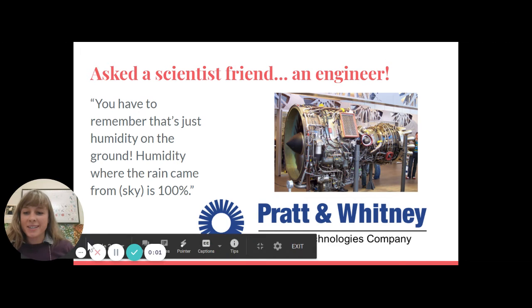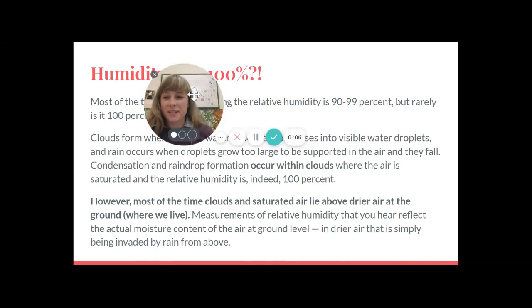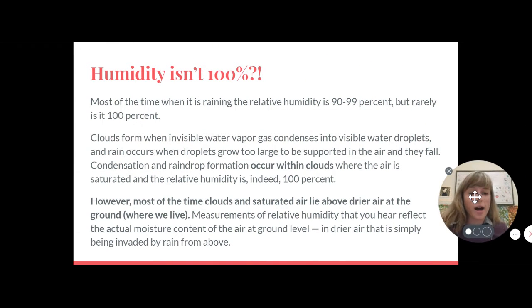Okay, so Mrs. Michalski's class actually had a great question. So I'll start here. They were wondering, why is it that when they check the humidity each day, even when it's raining, it's not at 100%? So I looked into this and I found a longer answer from a meteorologist in Chicago. And he wrote, most of the time when it is raining, the relative humidity is 90 to 99%, but rarely is it 100%. So this is what Mrs. Michalski's class was noticing.